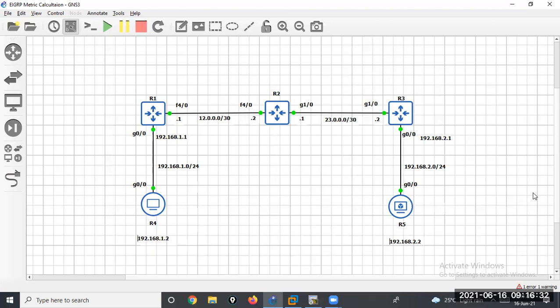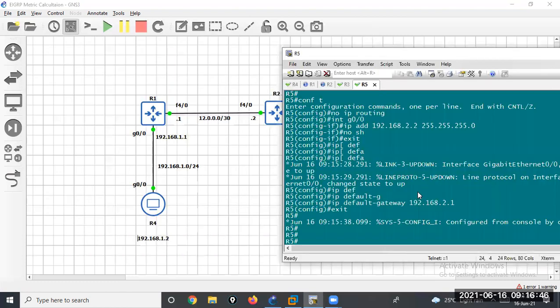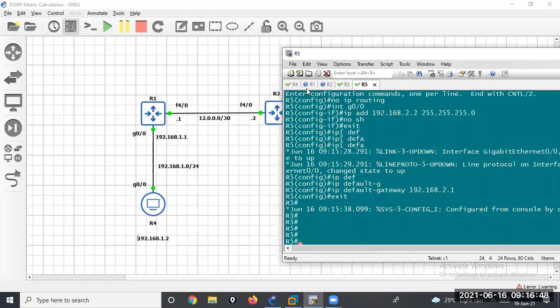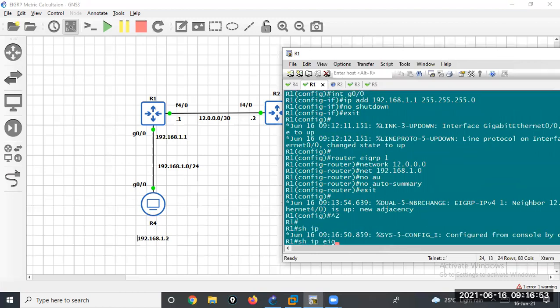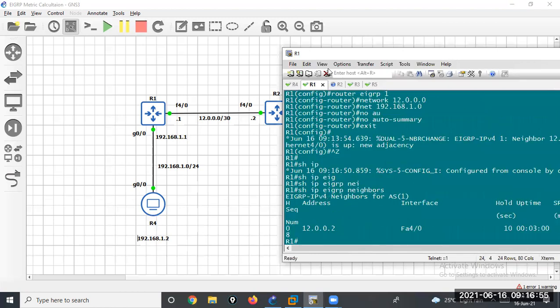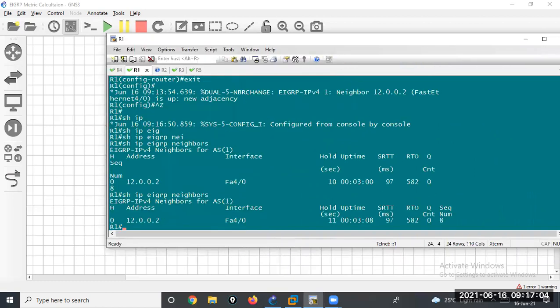Whenever we configure the EIGRP or OSPF protocol, first we have to verify the neighbor table. Now come to router 1. In router 1, verify the neighbor table, whether neighborship is formed or not with R2. Click on router 1. Show ip eigrp neighbors. This is the command. So the neighbor relationship has been established with 12.0.0.2. Right?